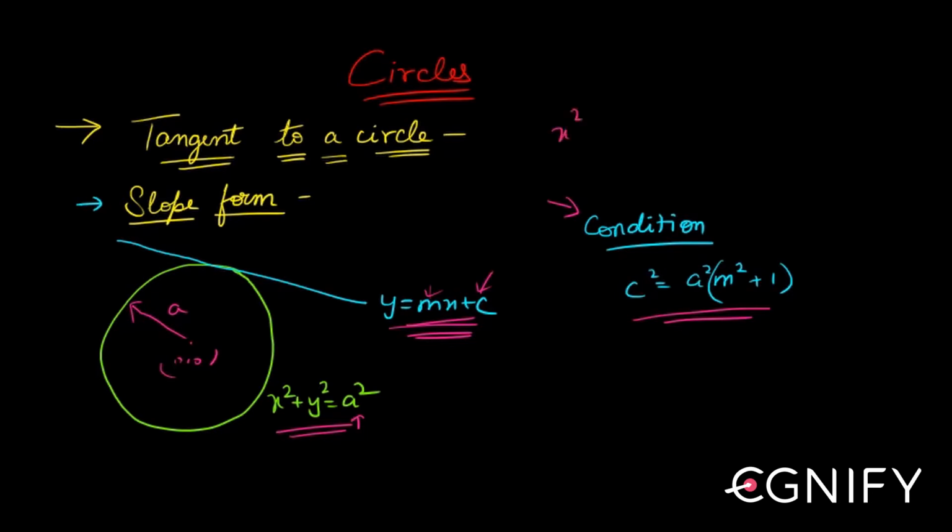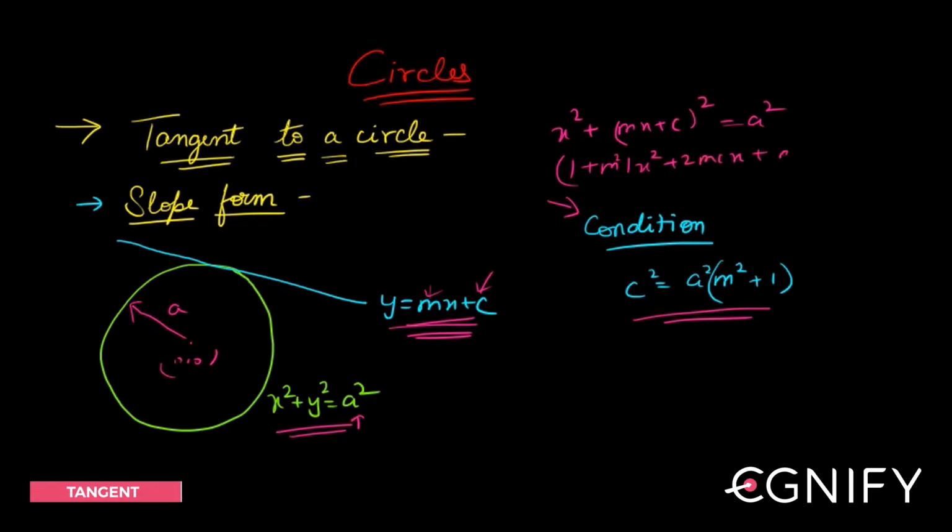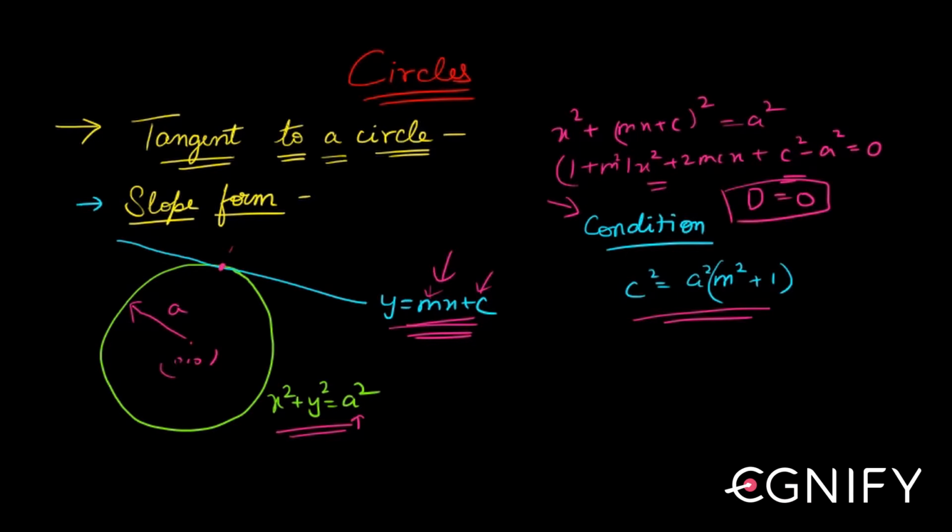So basically x square plus y square, where instead of y you put (mx + c) whole square, is equal to a square. When you expand this, you get (1 + m square) x square + 2mcx + c square - a square = 0. Now if the line y = mx + c is a tangent, then it is intersecting in only one point. That means this quadratic equation must have repeated roots, which means the discriminant should be equal to 0. And when you put the condition discriminant equal to 0, that is when you get c square = a square into (m square + 1).